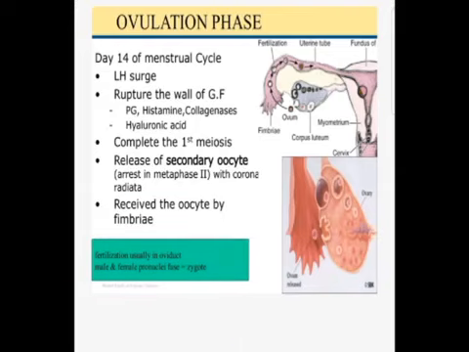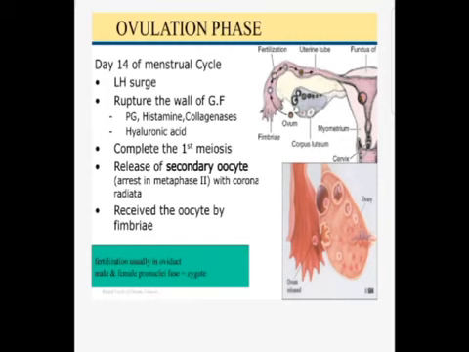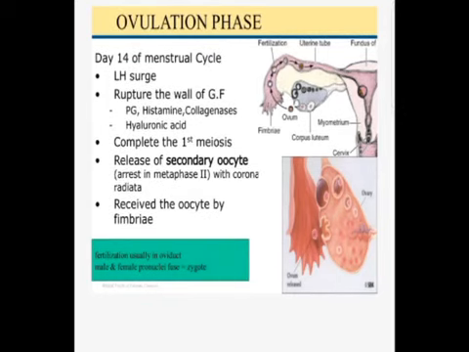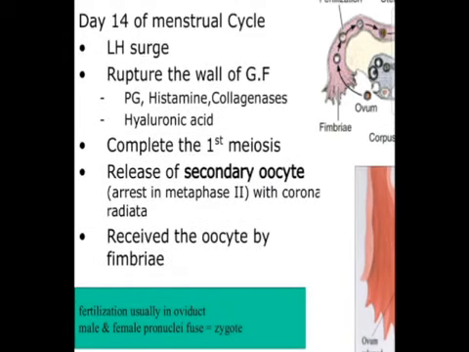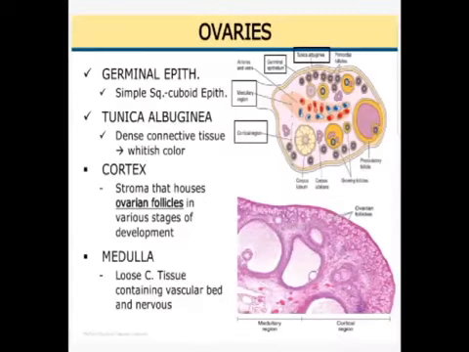And then these are the fimbriated end of the oviduct. It receives the oocyte. Fertilization usually occurs in the oviduct, where the male and female pronuclei unite together to give rise to the zygote. Let me show you the histology of the ovary.